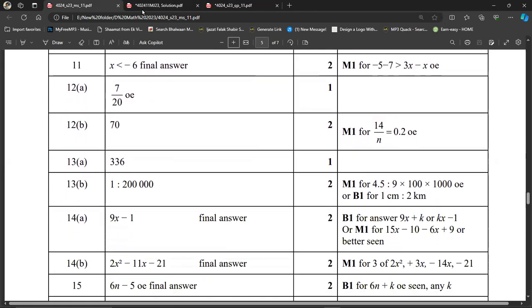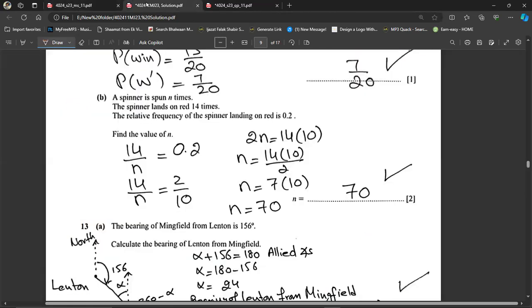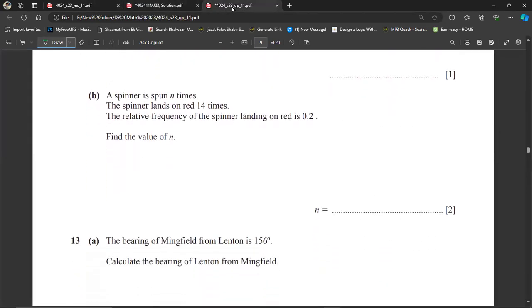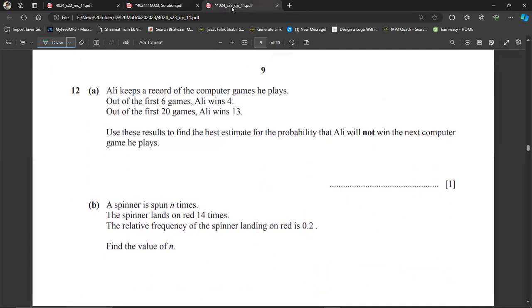70 is the right answer, sir. You can see that. The probability of something is its frequency divided by the total frequency. Okay, we are done with the B part.